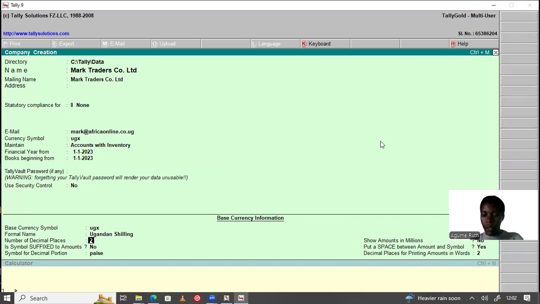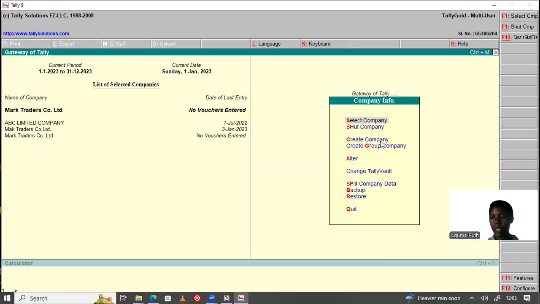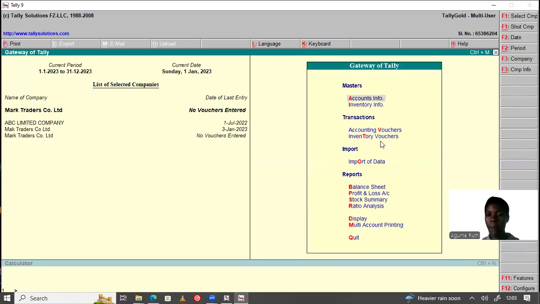Then decimal places, I use 0. Suffix to amounts, I say yes. Then currency in millions, yes. Then put space between amount and symbol, no. My decimal places, I need 0. So I now allow input so that I can start working. So I've been successful. I go back to the gateway of Tally.